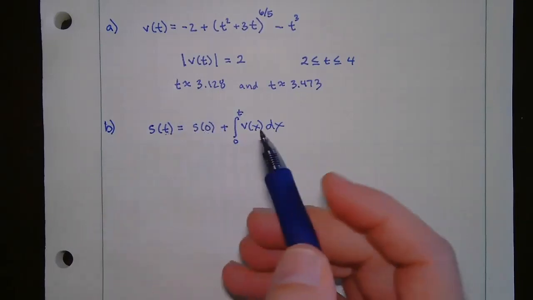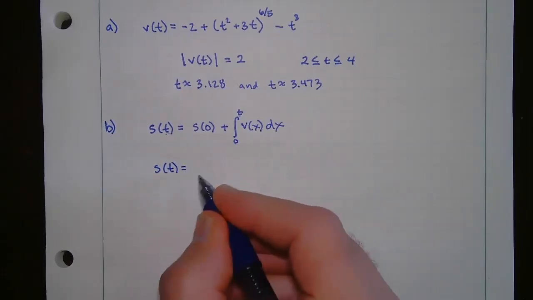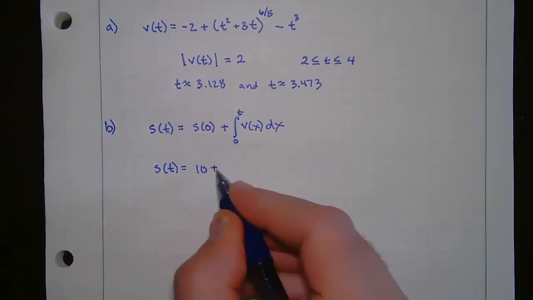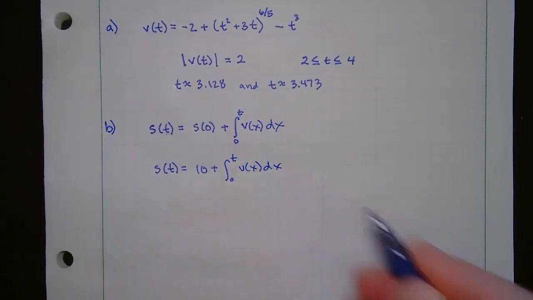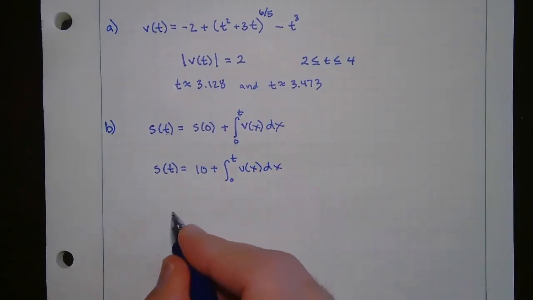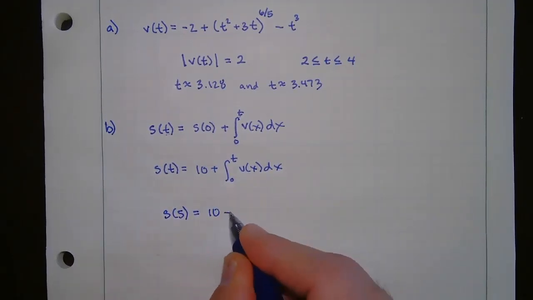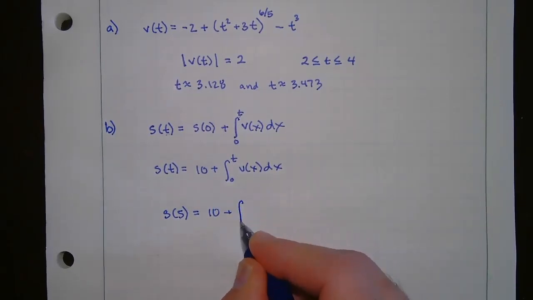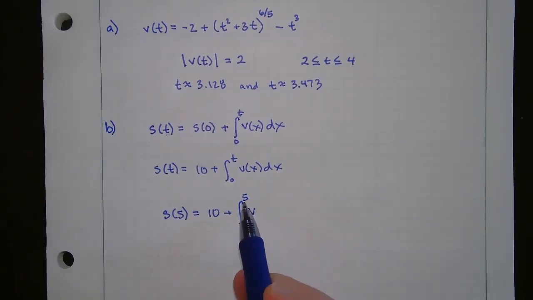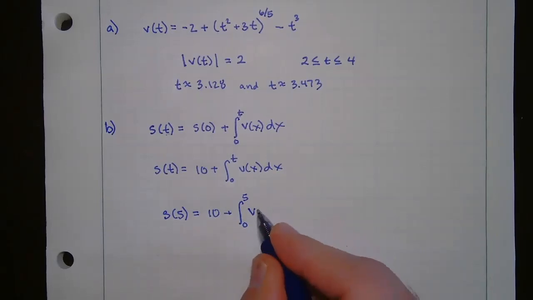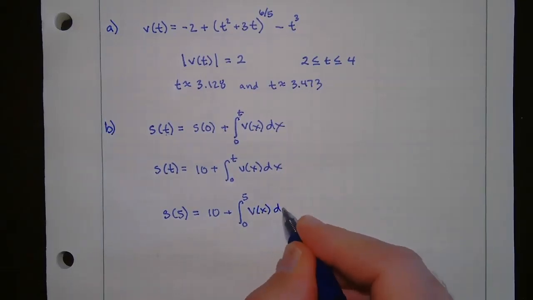We could change the S of 0 to 10 because on our paper we knew that. So we could rewrite this as S of t is equal to 10 plus the integral from 0 to t of v of x dx, okay? And if you want to know S of 5, S of 5 would be equal to 10, what we started with, plus the change. And this is the change, right? So the integral from 0 to 5 of v of, and because you change this to 5, you could actually change this back to v of t, okay? All right. I'm going to leave it as x, though. So v of x dx, okay?